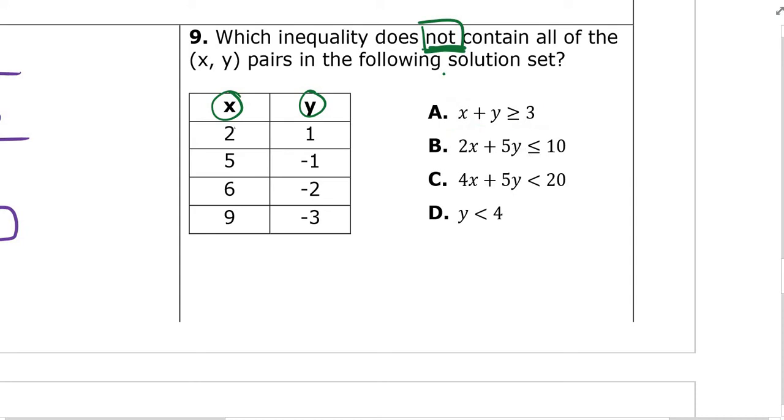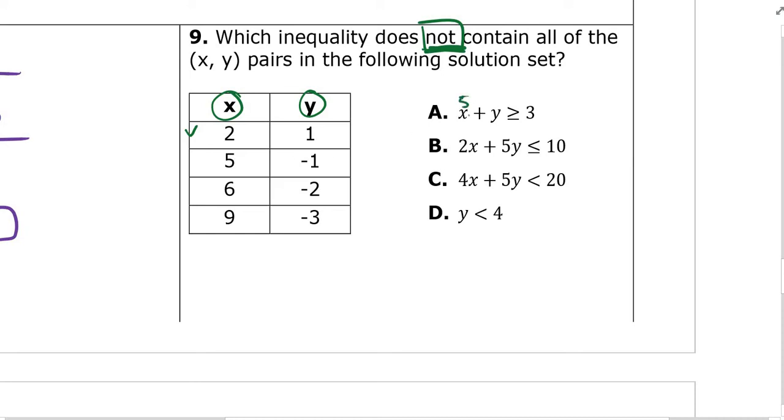So let's try it. Our X is 2, so we have a 2. Our Y is 1, so we have a 1. 2 plus 1 is 3, so we've got 3 on this side. Is 3 greater than or equal to 3? Yes, 3 is equal to 3. That's why it says greater than or equal to. It can be both. So on this first one, it worked for that. Now we check the second one.